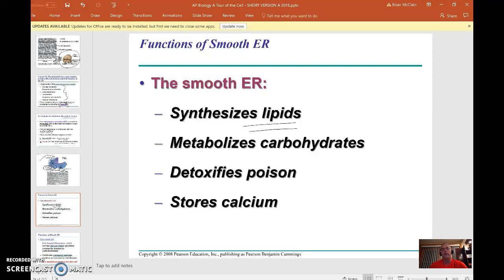So when you start to think about the smooth ER, one of the things I want you to be able to do is, for each of these organelles, think about what kind of cells would have high concentrations of these different ERs or organelles. And when you start thinking about the reproductive organs and their ability to produce different sex hormones and steroids in some ways, you're going to see that the smooth ER is going to be very prevalent in those cases. They're going to help us break down and metabolize carbohydrates.